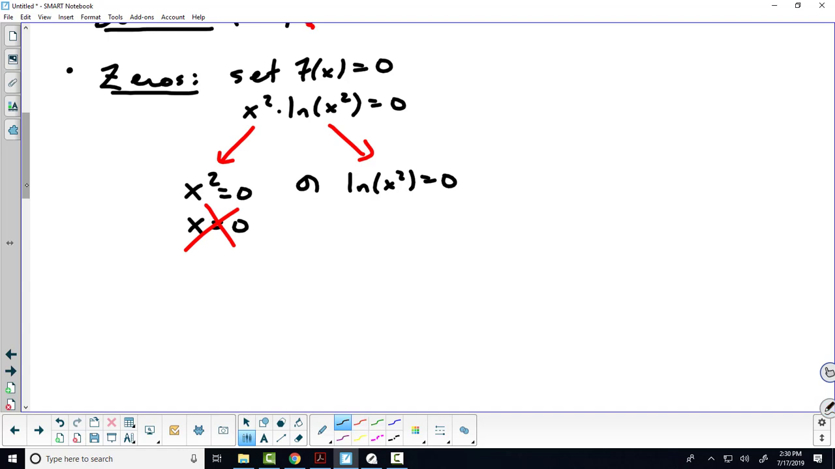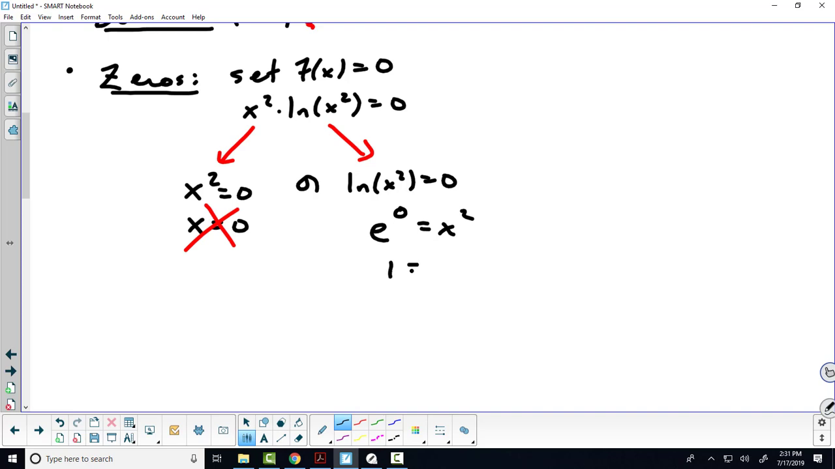Okay, but looking at the second factor, when is the natural log of x squared equal to 0? Well, it's the same time when e to the 0 is equal to x squared. So what did I do there? There's two ways of thinking about that. One is that I raised both sides to the power of e, but the better way to think about it, I think, is I wrote the logarithmic statement as its equivalent exponential statement.